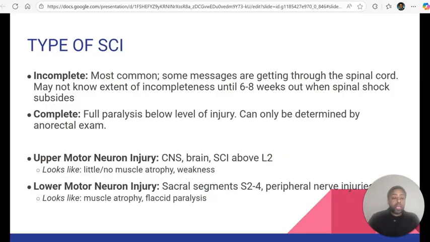In a complete spinal cord injury, there is full paralysis below the level of injury because of the extent of the damage to the nerves.